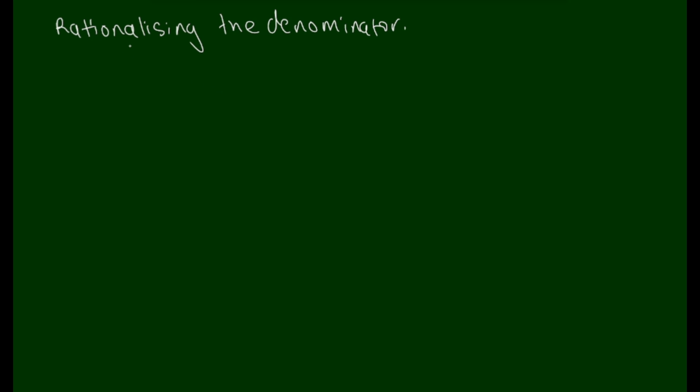Right, welcome back. In this lesson, we're going to look at how we rationalize the denominator. When rationalizing a denominator, we are changing the denominator from the surd form to a rational number. When the denominator is in surd form, then we need to convert it to a rational number.